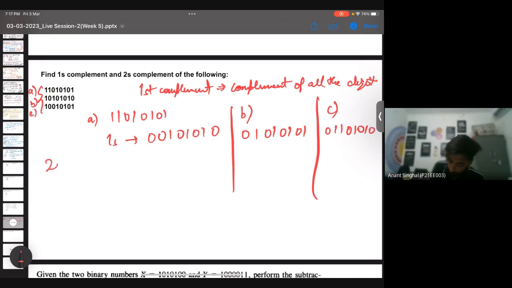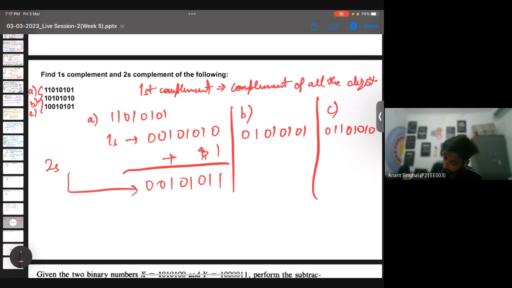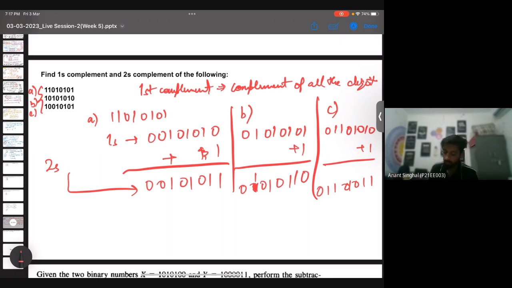To calculate the two's complement, we just need to add 1 to the one's complement. So this is the two's complement of the number. Similarly, I'll write it here. 1 plus 1 is 0, and the rest will be the same. Then it will be 1 1 0 1 0 1 1 0. Two's complement helps us in solving these kinds of problems.